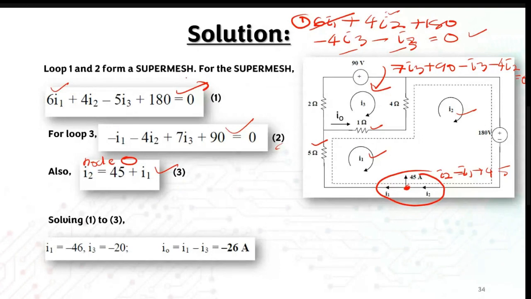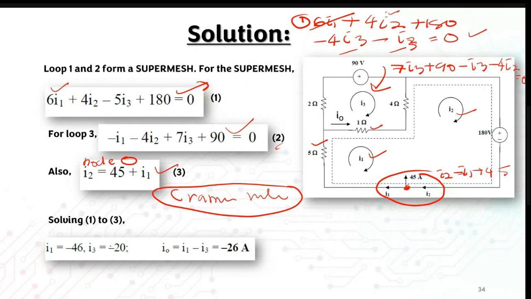Because you have three equations, you can solve them using Cramer's rule. When you do the solution, you will have I1 equal to negative 46 ampere, and I3 equal to negative 20 ampere.